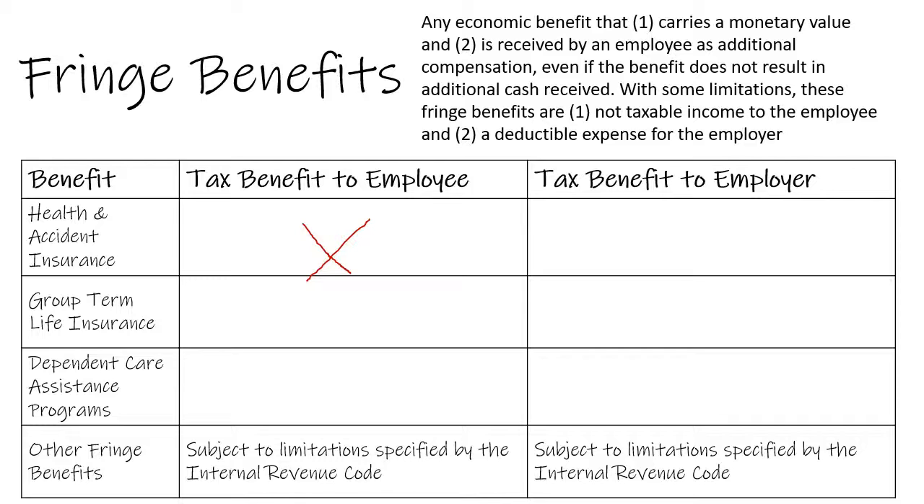Group term life insurance is not reported as income, provided that the benefit is less than $50,000. Any group term life insurance benefits above this amount must be included in taxable income. And likewise, dependent care assistance programs or on-site daycare programs that are provided on behalf of the employee are not considered additional compensation, even though this prevents a cost for the employee.